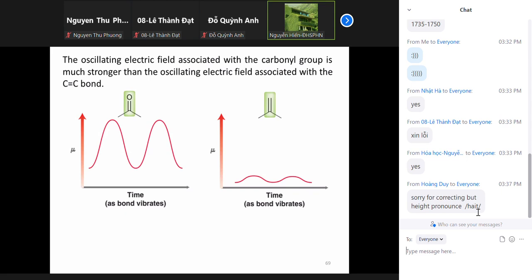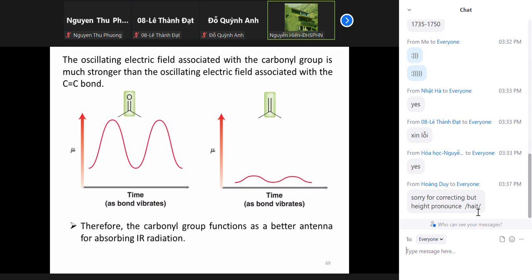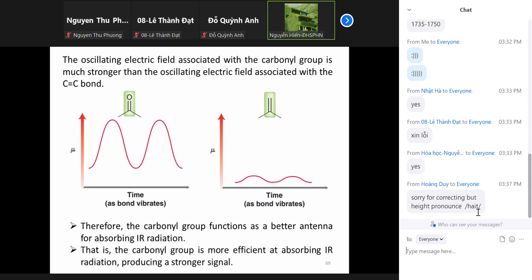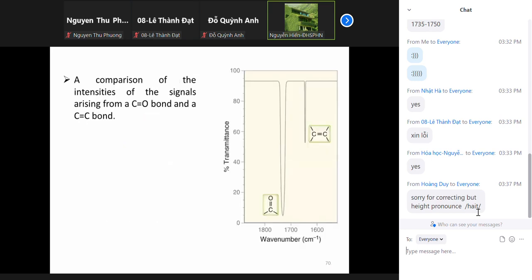So the oscillating electric field associated with the carbonyl group is much stronger than the oscillating electric field associated with the CC double bond. And therefore, the carbonyl group will absorb infrared radiation more efficiently. And it is shown as a stronger signal. Stronger signal means larger area of the peak. Okay.